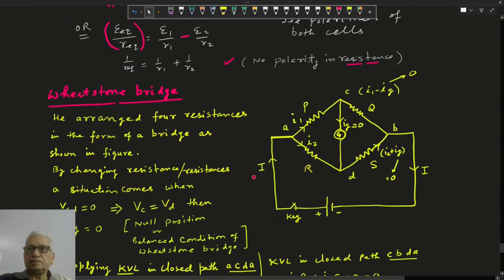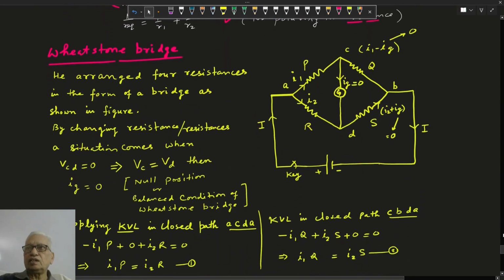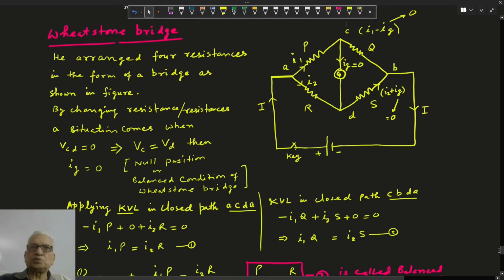Now come to Wheatstone bridge. Here, the scientist Wheatstone, he has arranged 4 resistances in the form of a bridge shown in the figure. P, Q, R, S for resistance. The form of a bridge. Across the two ends of this bridge, a battery is connected. Across the other two ends, a sensitive galvanometer is connected.